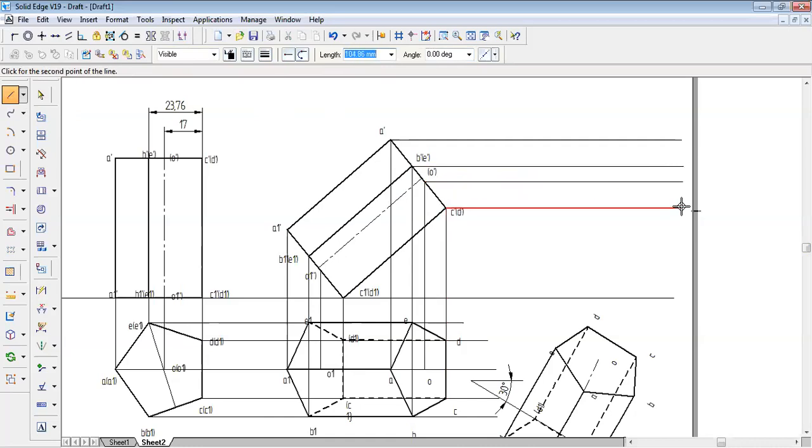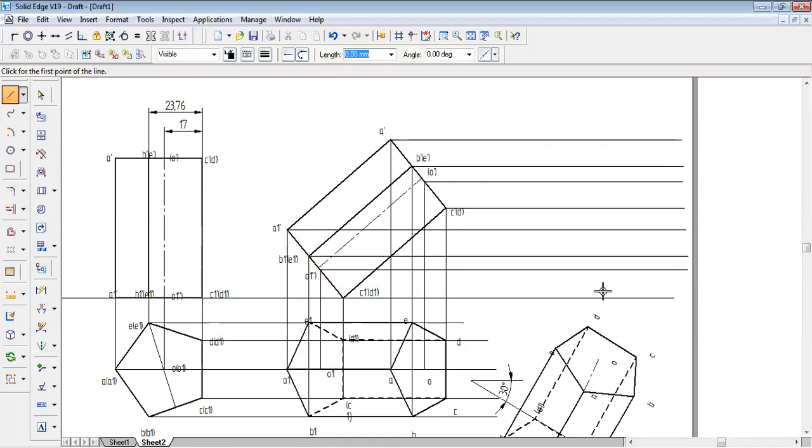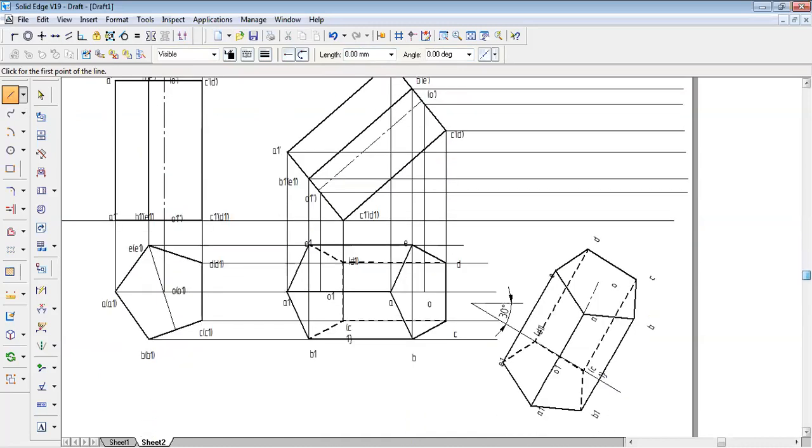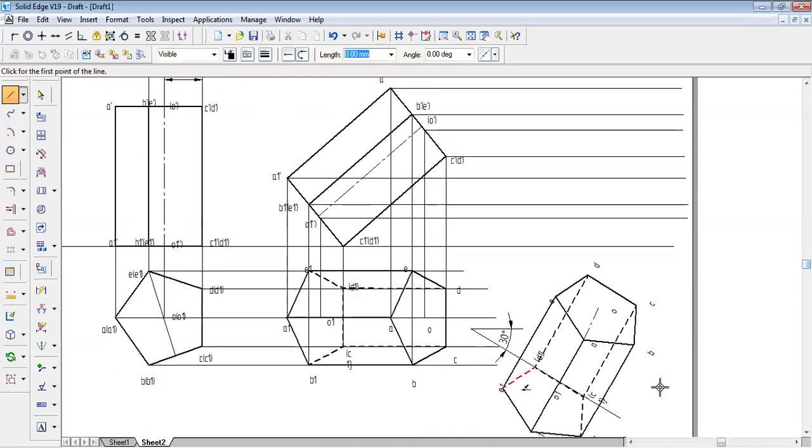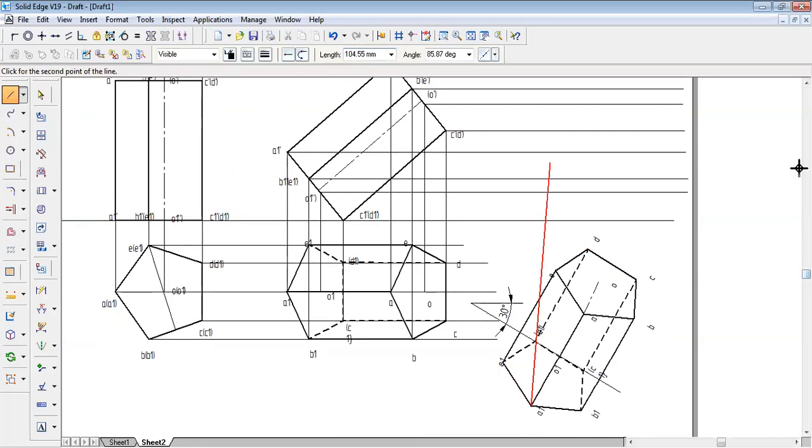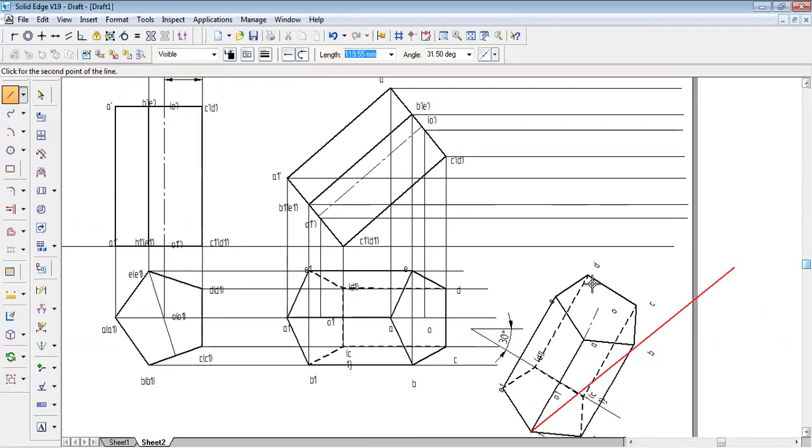Afterwards, draw all the lines here also. It is A1. A1 will come up to here. This is A1. Next, this is B1. B1 will come up to here. Next, C1 will come up to C1. Next, D1 will come up to here. D1. Next, E1 will come up.